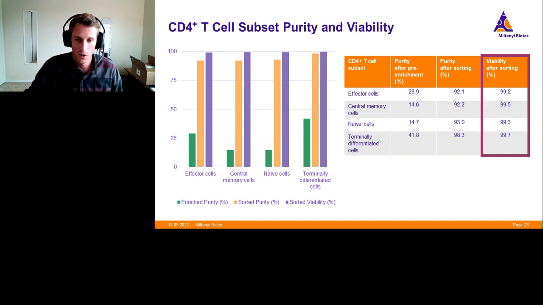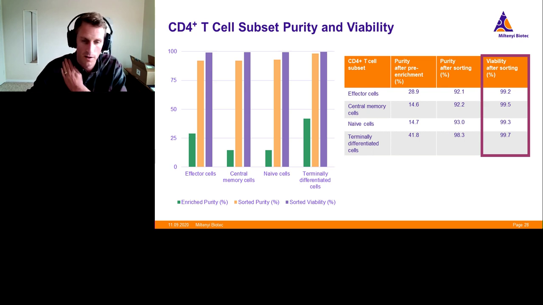We were able to get great purities out of each of these, even for fairly low starting percentages. I guess 14% is not that low, but I think the next slide will hopefully shine a bit more light on that. So I think this data is meant to show that the Tyto is a comparable sorter from a utility perspective to what you're used to working with.